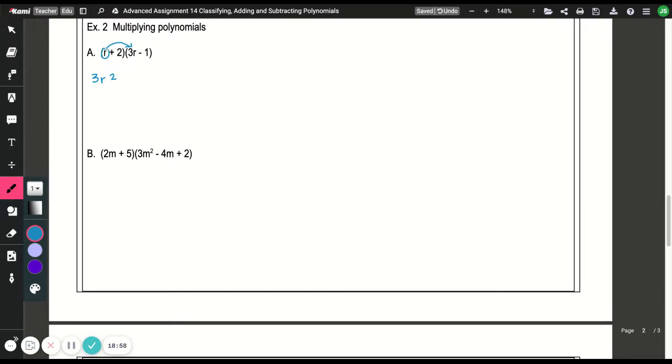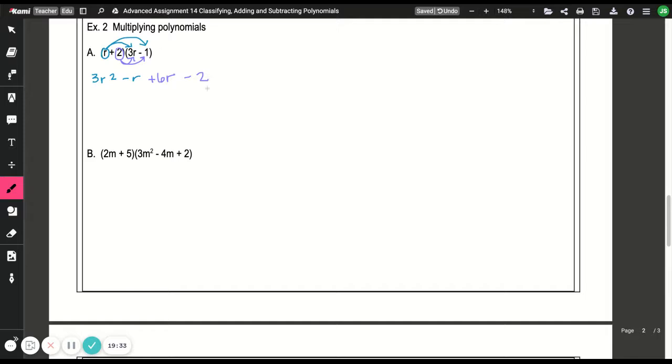Then I'm going to distribute that r through to the -1. R times -1 is negative r. We already did this last week, the other day. Remember when we multiplied vertex form out and got it in standard form. So then I'm going to take the 2, the other term, and distribute it through to both of them. So 2 times 3r is positive 6r. And then 2 times -1 is -2.